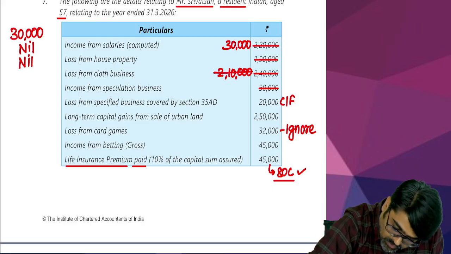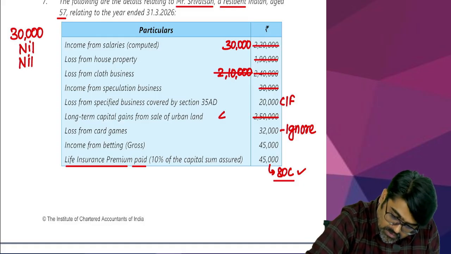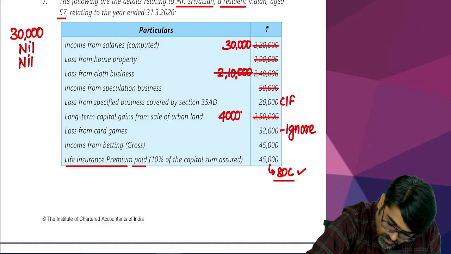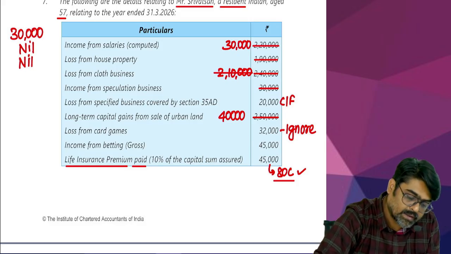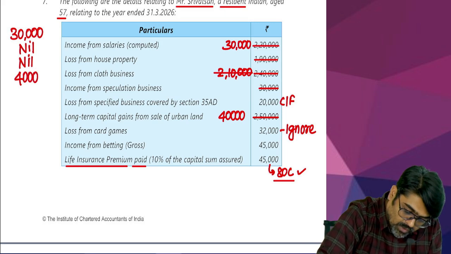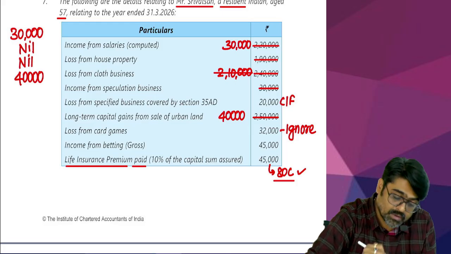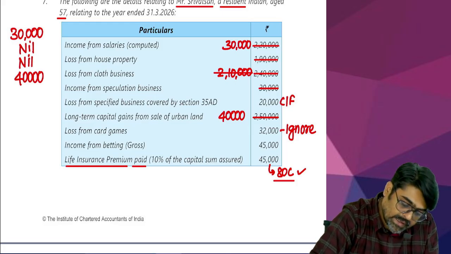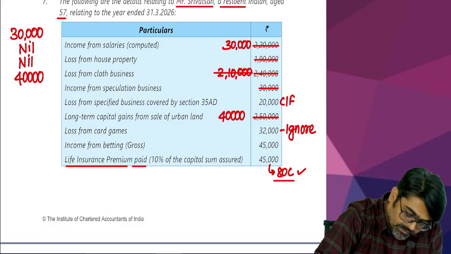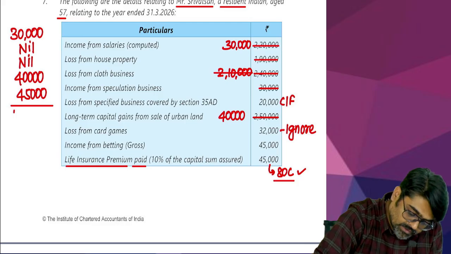So can you set off this 2,10,000 against 2,50,000? Yes. So how much long-term gain will remain? 40,000. So your capital gain head is 40,000. And this 40,000 is long-term gain, taxable under section 112. Yes or no? Now, any IFOS income? Yes. 45,000 is IFOS income. That is your winnings income.